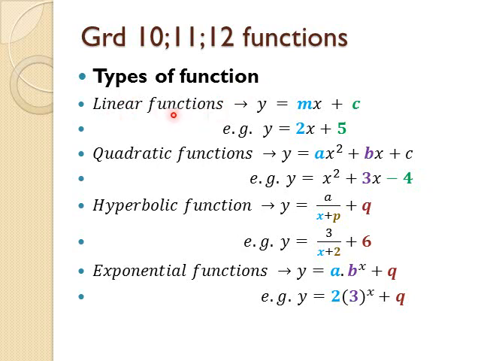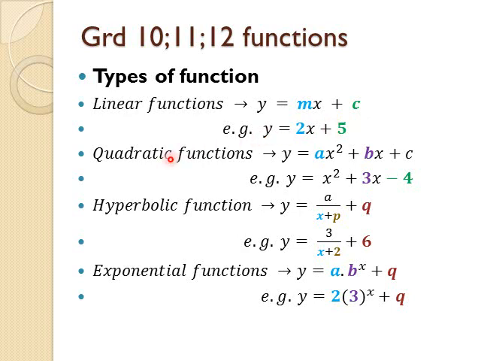We have a linear function, also called a straight line function, and it's governed by the equation y equals mx plus c, where m is my gradient. So for this example, y equals 2x plus 5, the gradient is 2. And c is generally my y-intercept, so this graph would make contact where y equals 5.